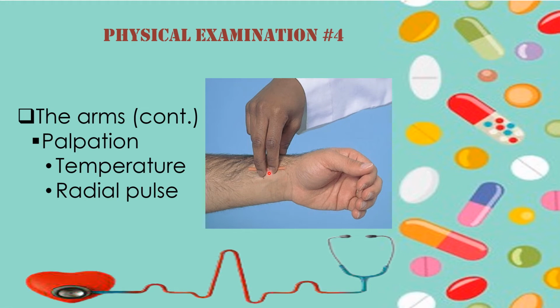So palpate the radial pulse with the pads of your fingers on the flexor surface of the wrist laterally. Partially flexing the patient's wrist may help you to feel this pulse. And you have to compare the pulses in both arms. So pulses may be palpated simultaneously to facilitate comparison.